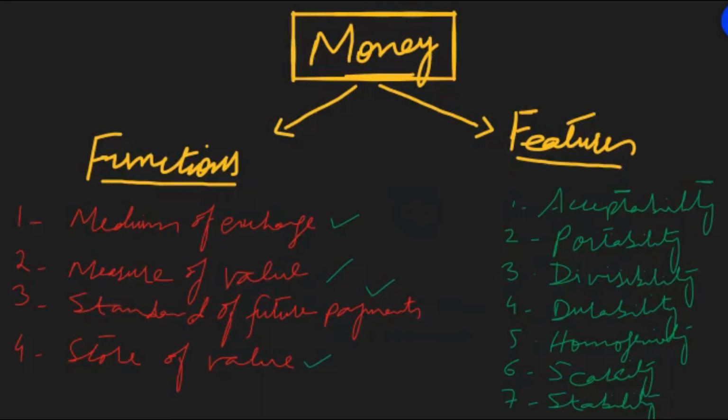The next function of money is measure of value. Now we can determine the value of goods as well as services in terms of money. Money is now a common measuring rod. We can measure the value of each and everything, from a small particle of sand to a big mountain. Everything can be measured in terms of money these days.